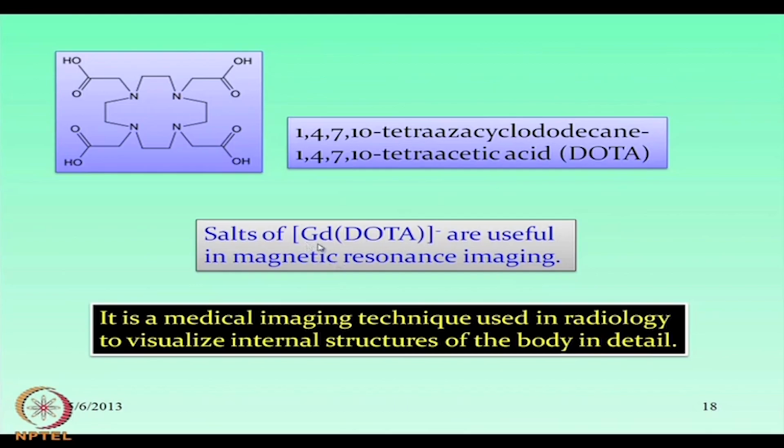So, this is a lanthanide metal complex used in a medical imaging technique. MRI is therefore a special type of medical imaging technique used in radiology to see the internal structure of the body in detail. It is a complementary technique related to the nuclear magnetic resonance NMR technique.